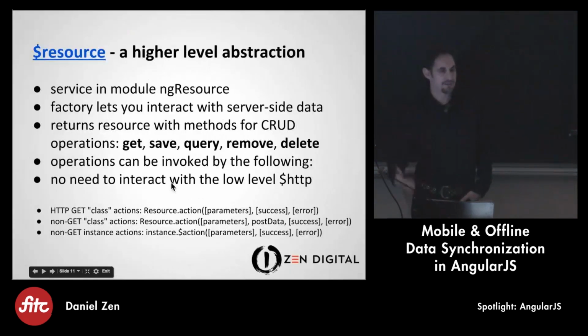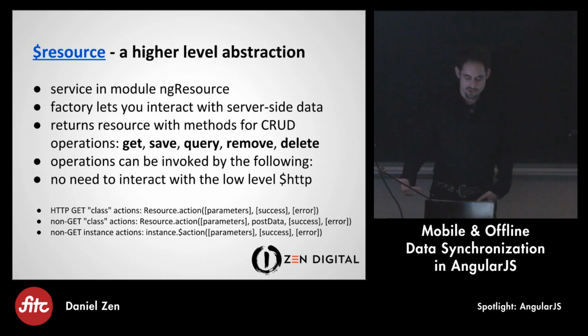And for a higher level abstraction, we have $resource. It's a service in the module ngResource. This factory lets you interact with server-side data at a higher level. It returns a resource with methods for CRUD operations: get, save, query, remove, and delete. Operations can be invoked by the following. Down below, you see HTTP GET, class actions, and so the class actions can be either get, save, query, remove, or delete. So if you just substitute those in there, you can see exactly what the API looks like.